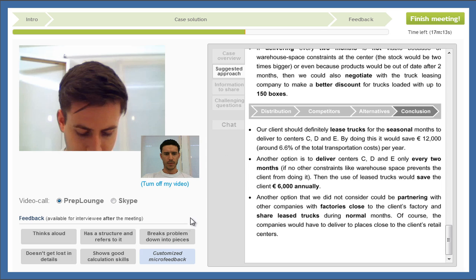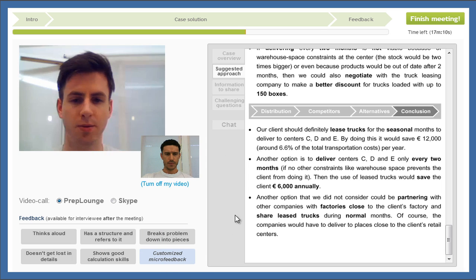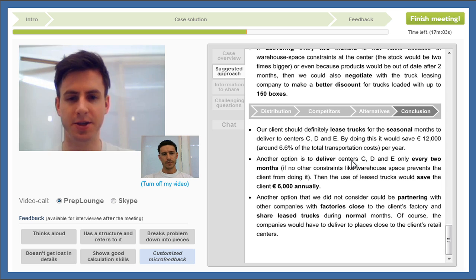Sure. So, from the information I've gathered so far, I would recommend a parallel distribution strategy of both DHL and chartering to save distribution costs. This saves us $12,000, which is a reduction of about 7% compared to our current costs of $180,000. For all normal boxes and part of the seasonal boxes, we use our current system. However, for seasonal delivery to C, D, and E, we charter trucks, as this is the cheaper option.